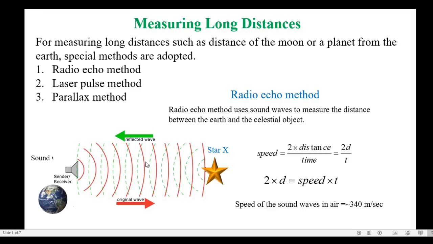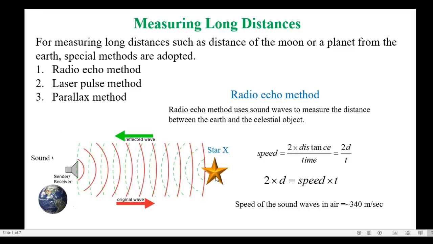Now we measured the time. So how to get the distance value? You know the relation between the distance and time: speed equal to 2 times distance by time. So the speed and time are here known quantities. You can calculate the distance. The speed of the sound wave in air is 340 meter per second. So substitute the speed value and time value, so we can get the distance between the Earth and the star.